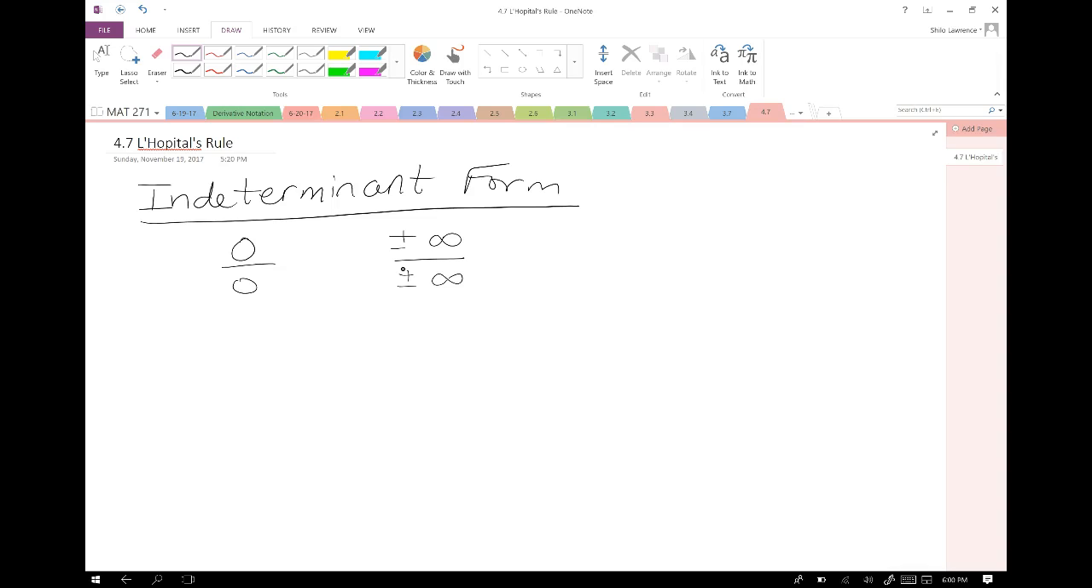So what really matters is which one is moving to infinity quicker. And when we use the word quicker, quickness is a rate of change. So the rate of change is really important to decide what the actual limit is. How quickly our numerator and denominator are approaching these values is going to be really important to finding the actual limit.